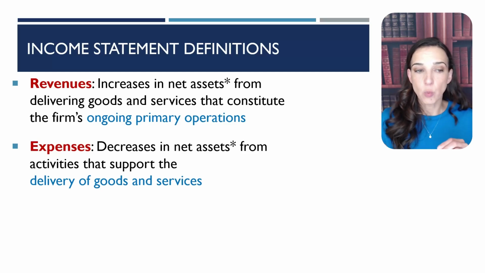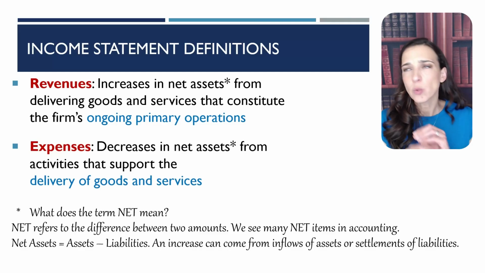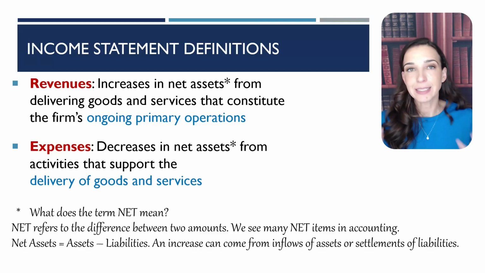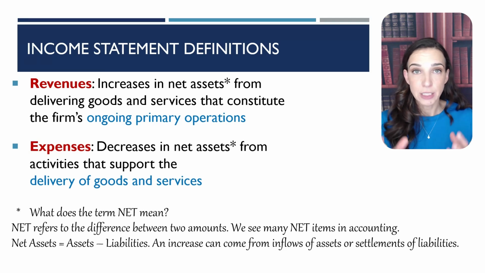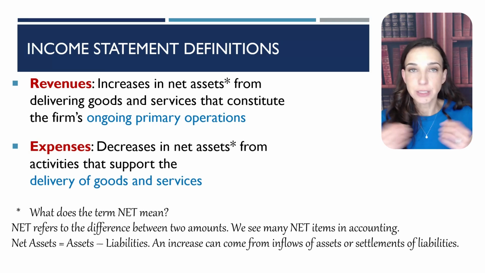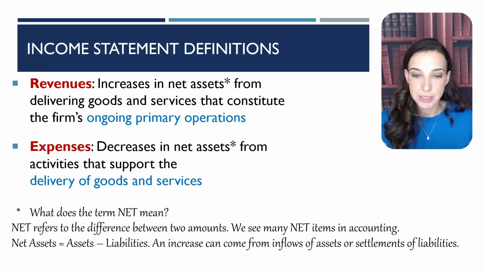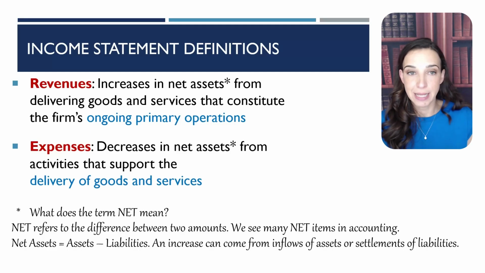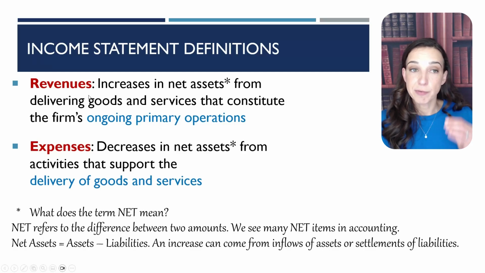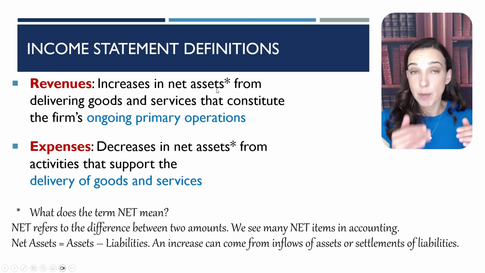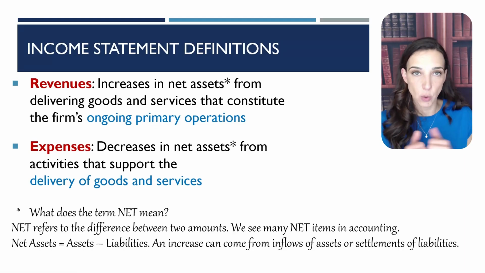So let's talk about the word net. We're going to see the word net a lot in the context of financial reporting. This is not some magic word. The word net literally just means something minus something else. It's just the difference between two amounts. For example, net assets just means assets minus liabilities. So when we define revenue as increases in net assets, that means either some kind of an asset is going up or some kind of a liability is going down.